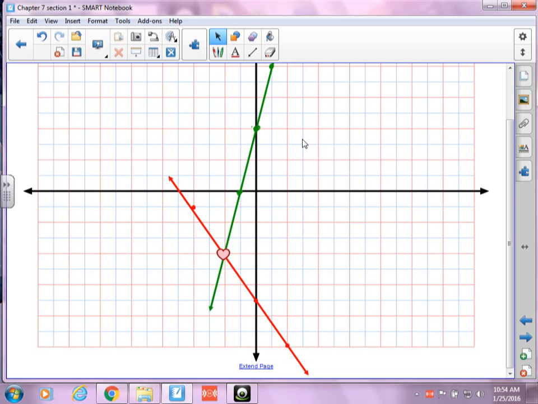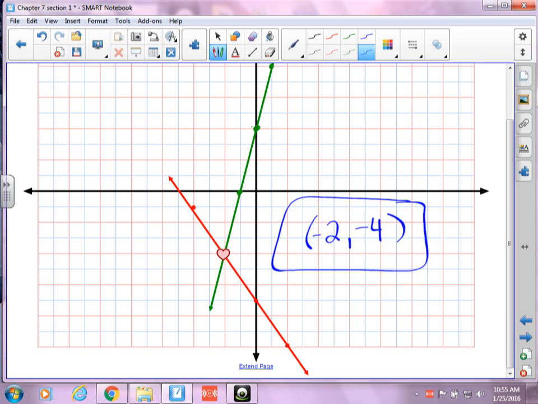I thought you only had to do 3. It depends on where it intersects. Okay, so you could probably get away with just 3. I did one more just to make sure I got that line nicely through it. What's my ordered pair? Negative 2, comma, negative 4. That's where the 2 intersect.